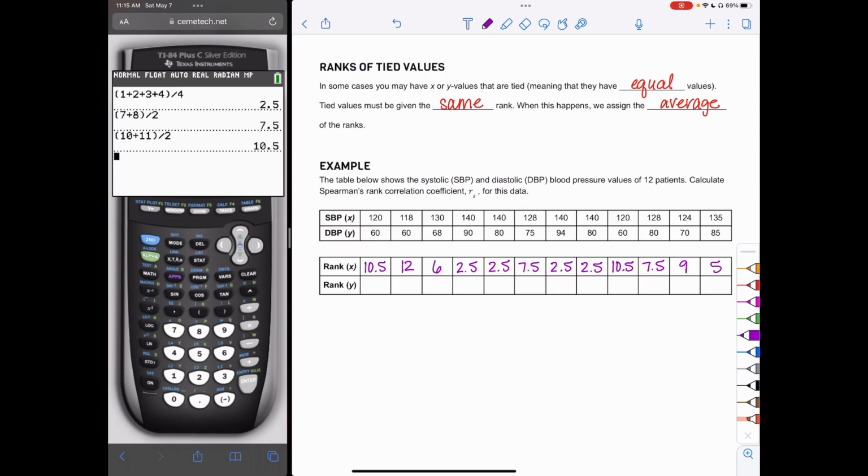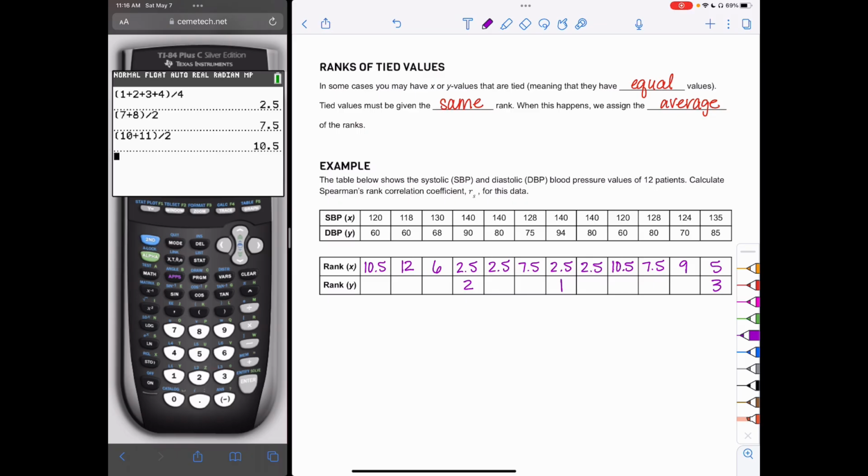All right. So next, what I do is I do the same thing for my Y values. And remember, I'm going from greatest to least. So 75 would be my greatest number here, excuse me, and it's not 75, it's 94. 94 is my greatest number here. And then 90 is going to be the second largest number. And then we're going to have 85, which is the third largest number. Then we're going to end up having 80 as the fourth largest number.